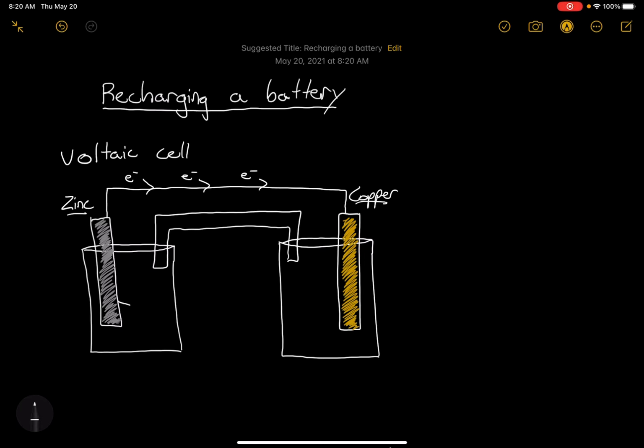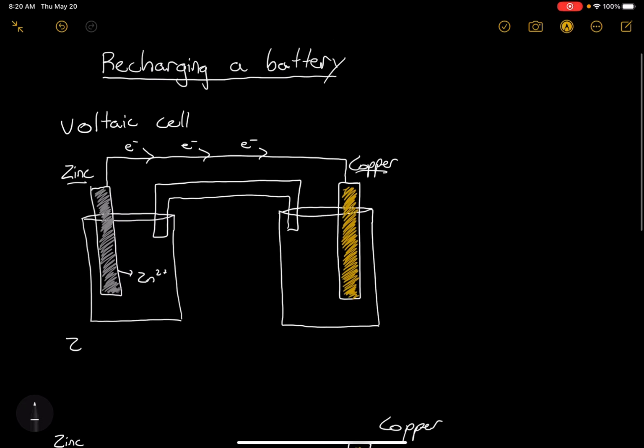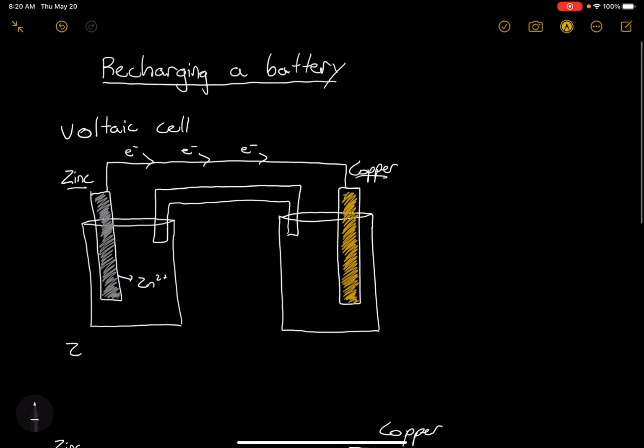And as it does this, this will start becoming aqueous zinc. And so since it's giving away its electrons, that is oxidation. So our anode reaction will be zinc goes to Zn2+ plus 2 electrons. So that's giving away electrons, so that is oxidation. And oxidation always occurs at the anode.